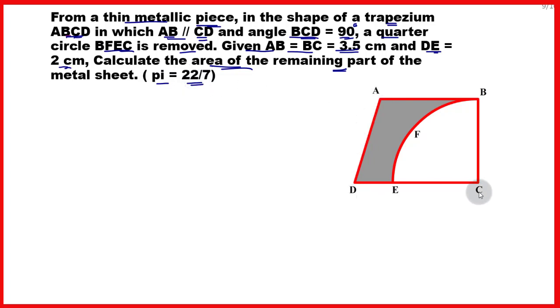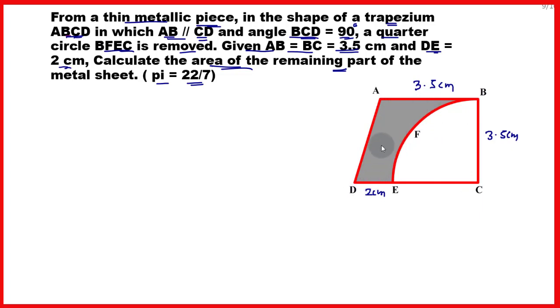Friends, here ABCD is a trapezium, and it is given that AB is equal to 3.5 centimeter and BC is also given as 3.5 centimeter and this DE is given as 2 centimeter. And since this quadrant is removed from the trapezium, we have to find the area of this remaining portion.